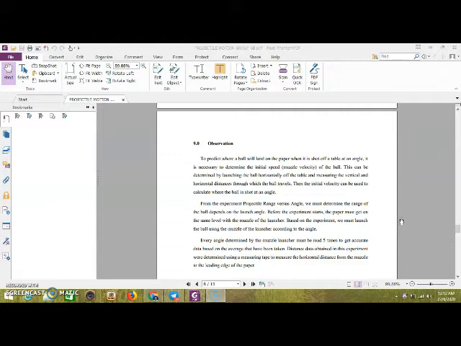Before the experiment starts, the paper must be on the same level as the muzzle of the launcher. Based on the experiment, we must launch the ball using the muzzle of the launcher according to the angle. Every angle determined by the muzzle launcher must be read 5 times to get accurate data based on the average that has been taken. Distance data obtained in this experiment were determined using a measuring tape to measure the horizontal distance from the muzzle to the leading edge of the paper.